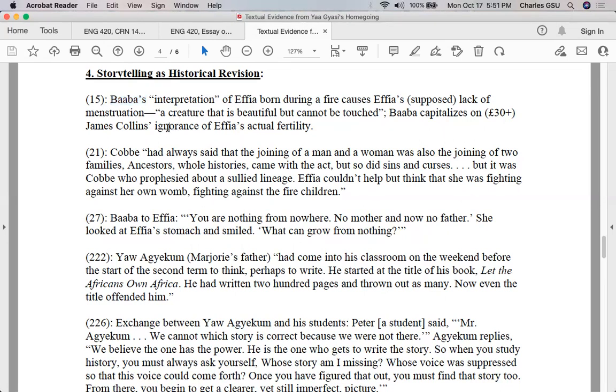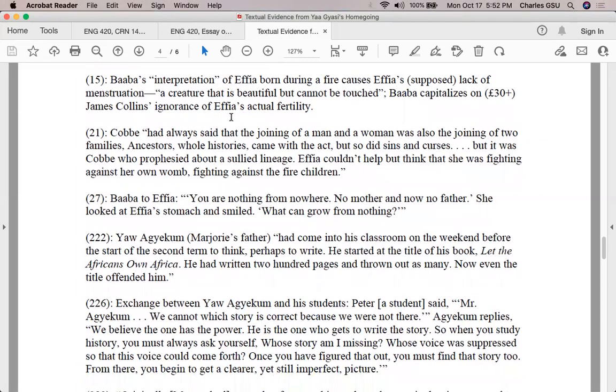It's pretty, again, aside from the physical abuse of Baba, the stepmother, to the stepdaughter, this is also kind of psychological warfare, that she calls her a creature that is beautiful but cannot be touched, right? And she capitalizes on 30 pounds and more, kind of installment plan later, 30 pounds, which was a lot back then in the 1770s. She capitalizes on James Collins' ignorance of Afia's actual fertility. In other words, James Collins thinks that he's getting basically a virgin, someone who's never gotten their period yet, but of course, Baba knows otherwise. So that's certainly a kind of historical revision of Afia's own life.